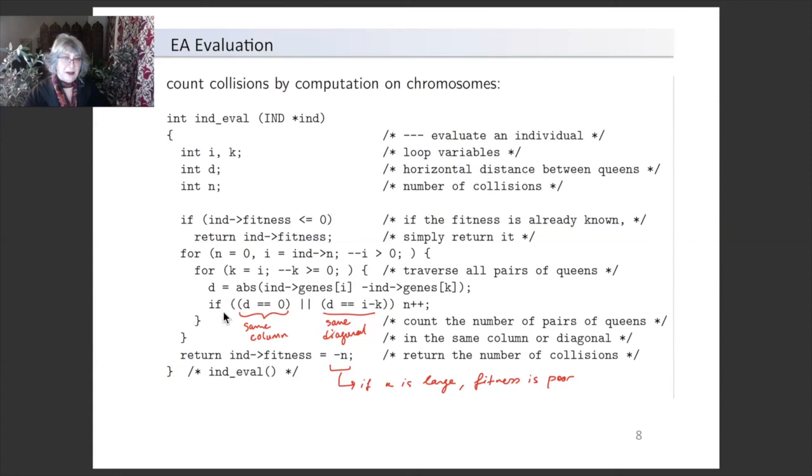At the end, after we consider each pair, we are returning the individual fitness. First, we are setting it to minus n, and after that, we are returning that value. If n is large, that means that fitness is poor. In the best case, it will be 0. This is the end of the individual evaluation.